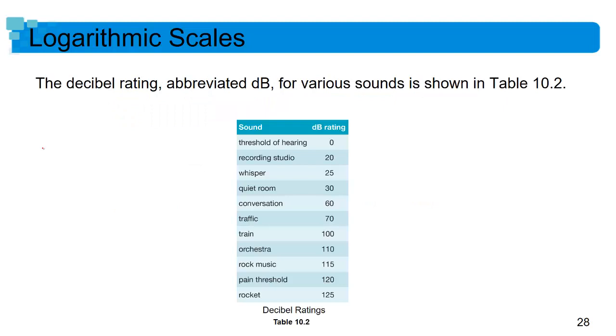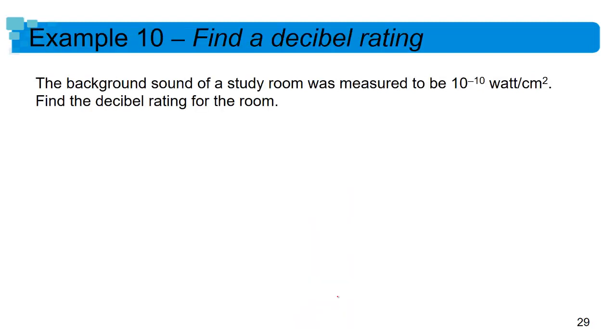Here are some decibel ratings just to understand, right? A whisper already has a decibel of 25. Quiet room, 30. Traffic, 70. A train going by, orchestra, right? There's your pain threshold. So anything above 120 starts to hurt your ears. 125. There's also thresholds for when damage occurs, and whether it's temporary damage or permanent damage also depends on how high up the intensity scale you go.